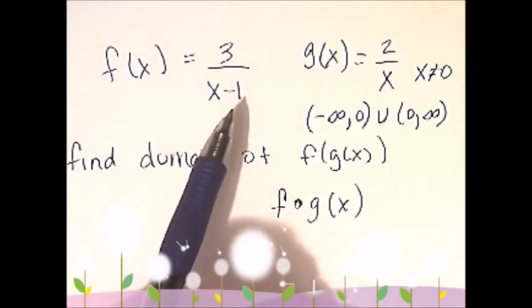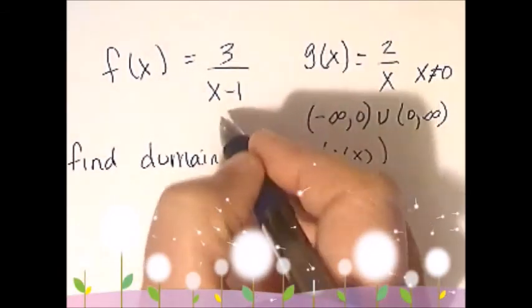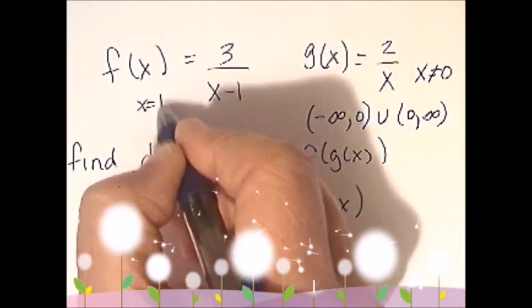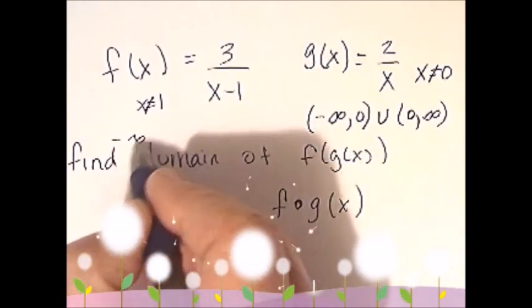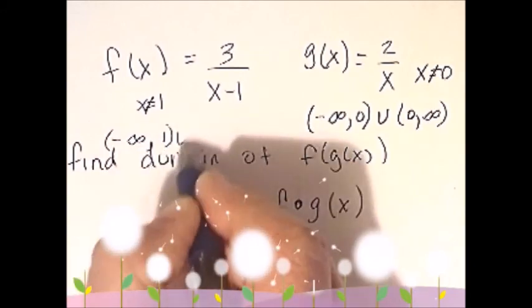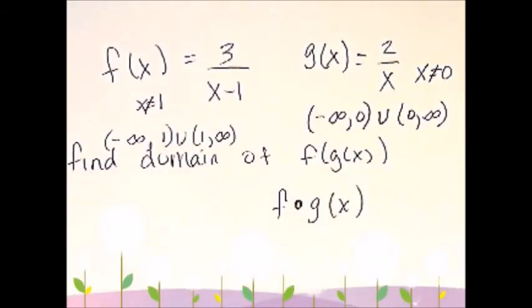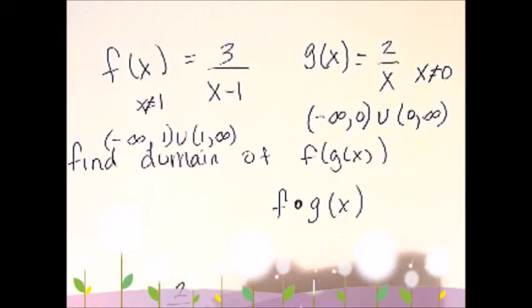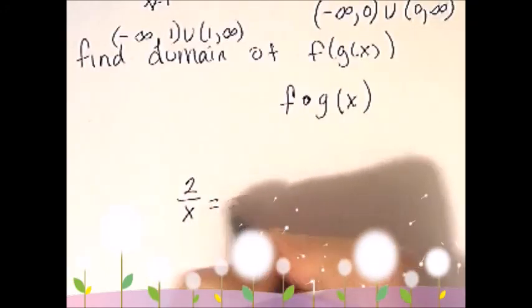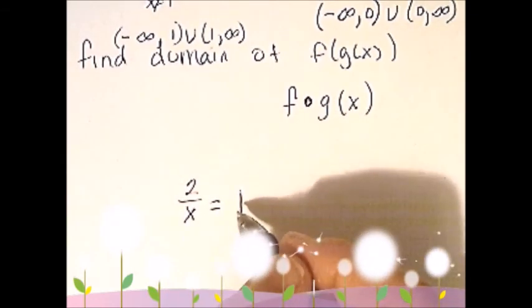Now the outer function says x can't be 1. If x is 1, it would make that denominator equal 0. So that would be negative infinity all the way up to 1 in union with 1 to infinity. Now set the inner function equal to the exclusion of the outer function. So the inner function, 2 over x, cannot equal 1. If it does, then it'll cause the whole thing to be invalid.